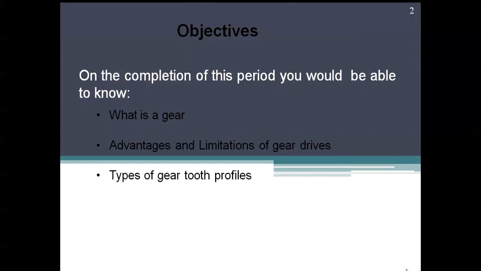Next, in this class we are going to learn what a gear is, the advantages and limitations of gear drives, types of gear tooth profiles, and types of gears, and we'll see the spur gear nomenclature. These are all we will see in this class.